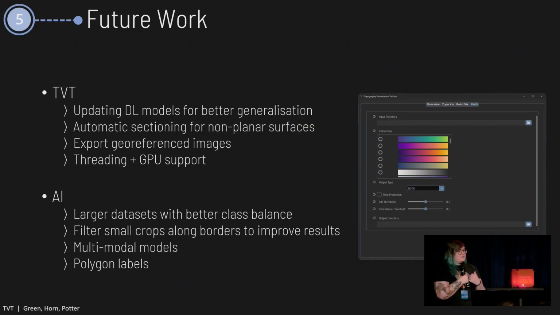And then I mentioned a few issues with AI models that we have now. So we'll be working with larger data sets, including those tracings and things like that, and also including data from outside of Sweden, and just cleaning up the labels that are in there and switching to polygon labels as well.